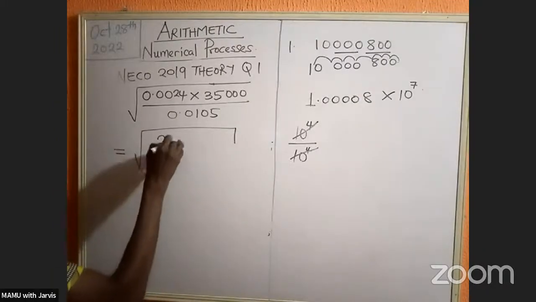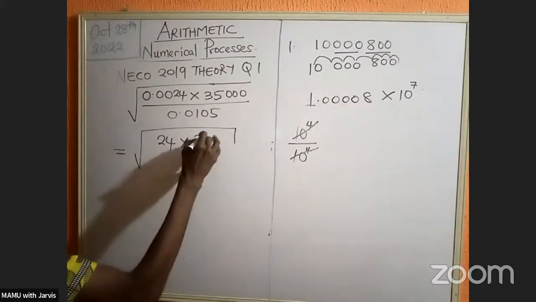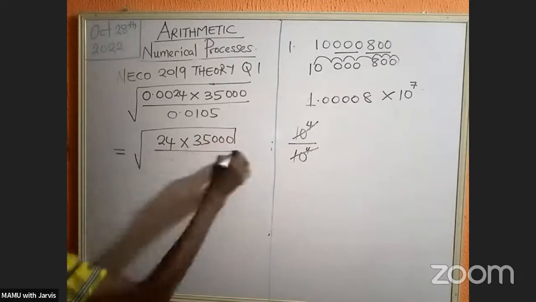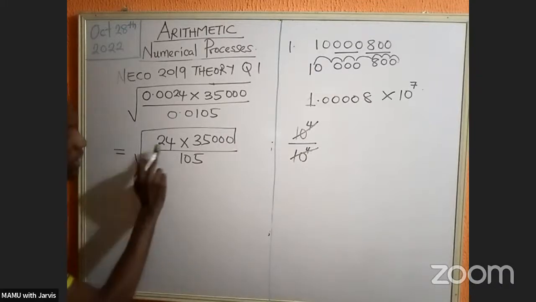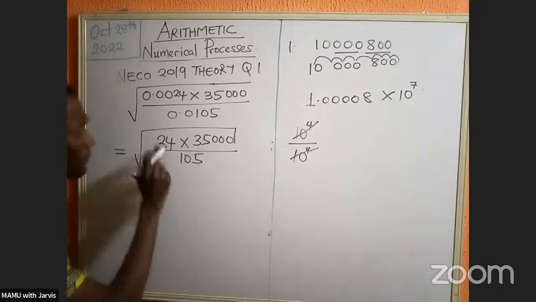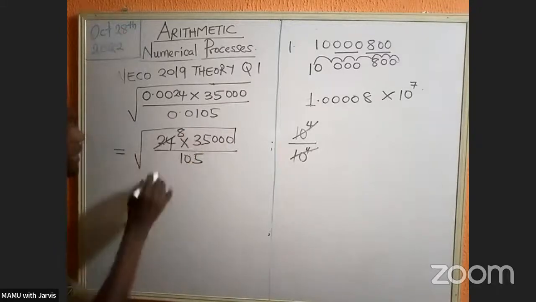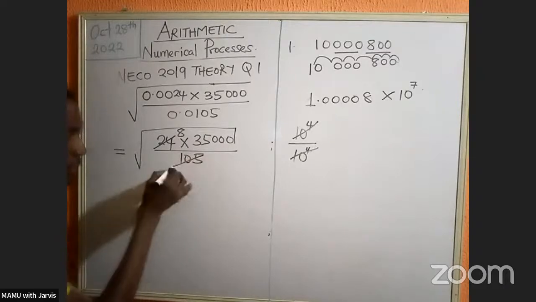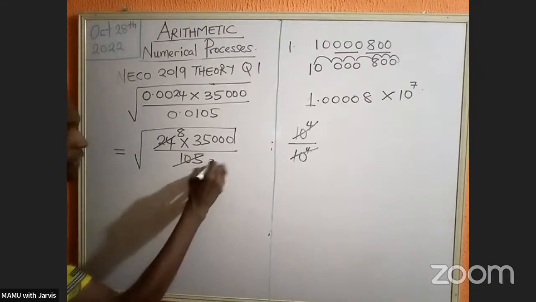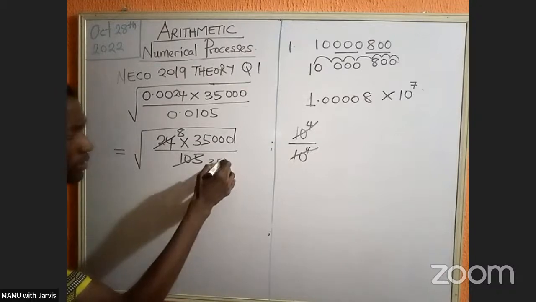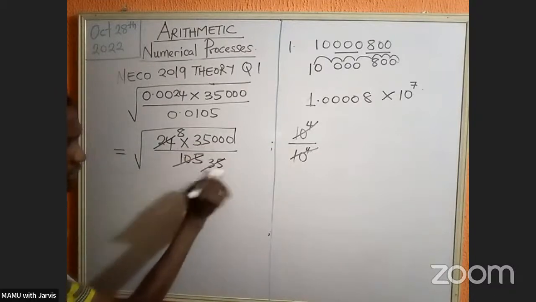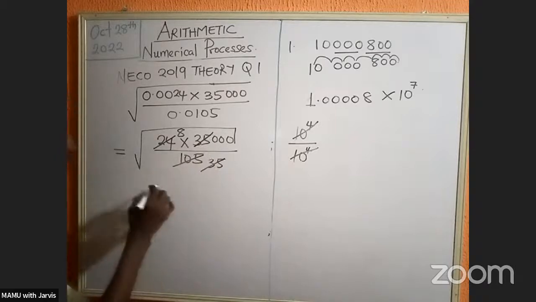So this will now be 24 times 3,000, that is 35,000 all over 105. What do I do next? If you check closely, I can divide this by 3. I'm going to get 8 here. I can divide this by 3 as well. I'm going to get 35. This 35 is 35. So what am I going to get?